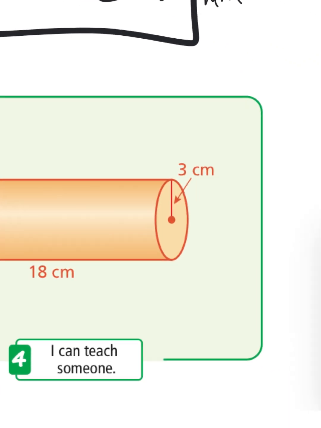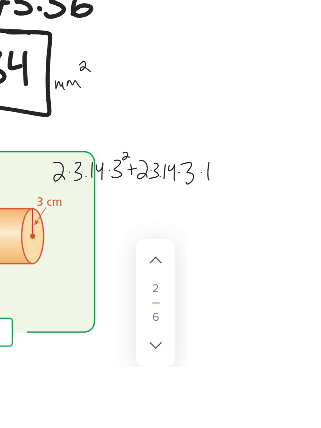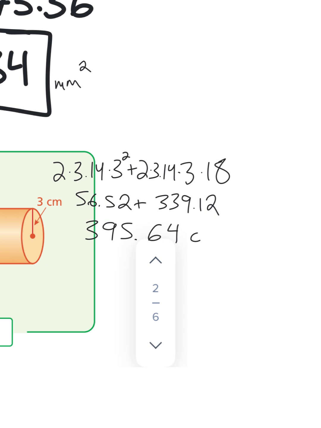All right, so the second one, we're again going to plug it into our formula. So I have 2 times pi times radius squared plus 2 times pi times radius times height. And if we do these in our separate chunks, we get 56.52 and 339.12. If we add these together, we have 395.64 centimeters squared.